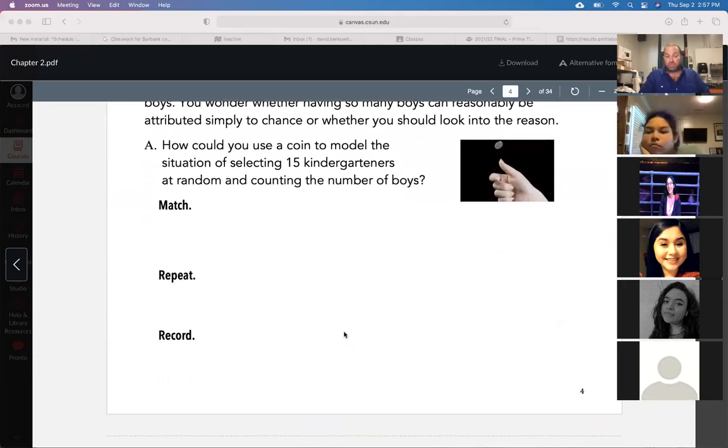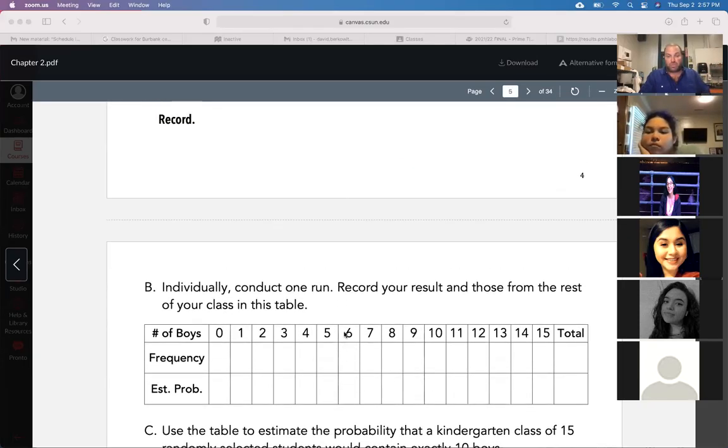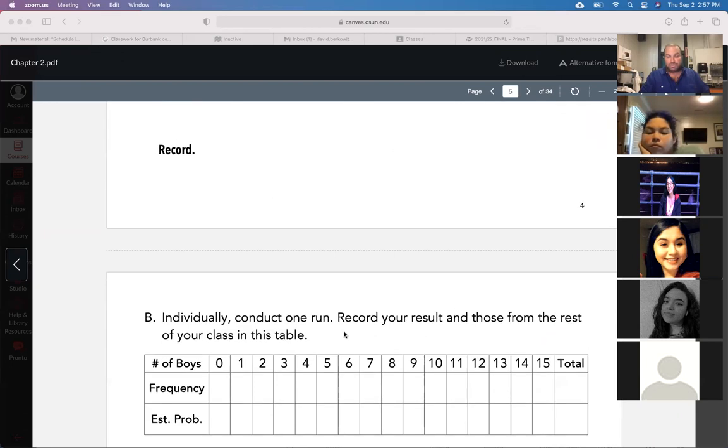Of course, we're not in a class right now. If I was in an actual class, I might perform this experiment where each of us flips a coin 15 times and counts the number of boys. By the way, in terms of a probability distribution, what are the possible outcomes for the number of boys in a class of 15 students?